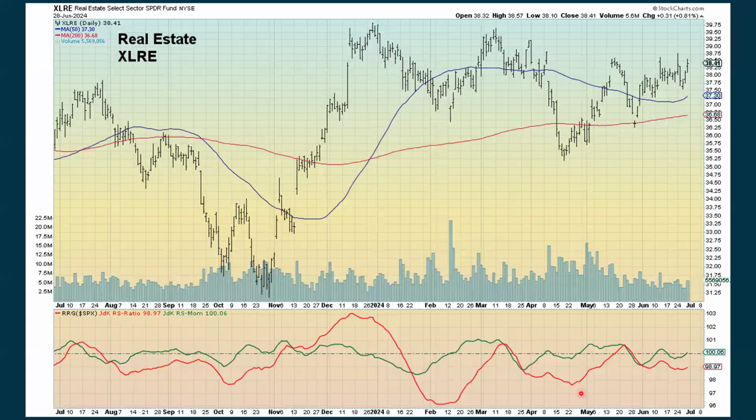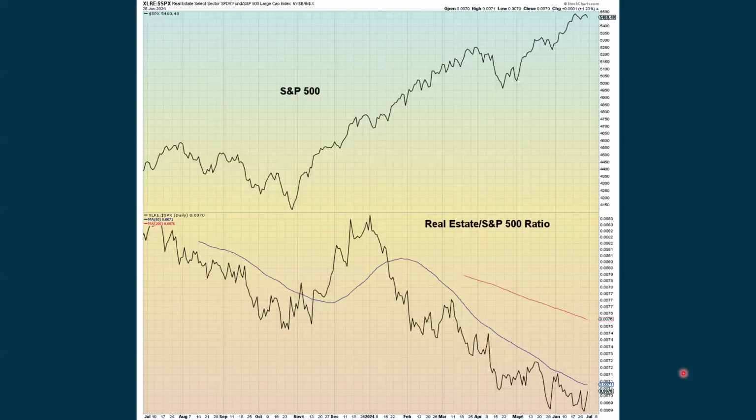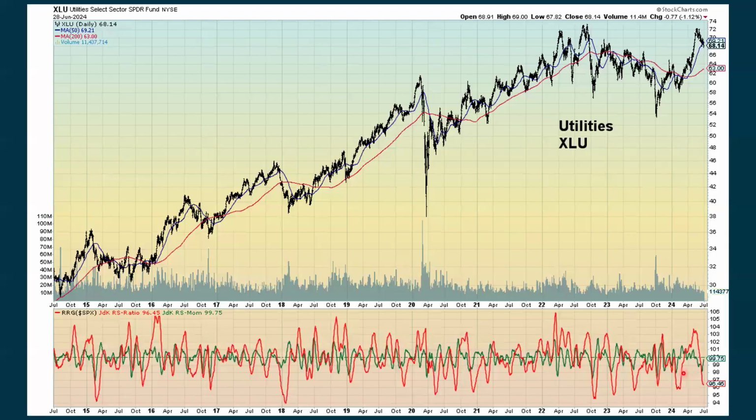And real estate, which has been pretty much the weakest sector in 2024, it's above its 50-day moving average, but just can't seem to get any strength right now. It's showing some improvement with the momentum and relative strength ratio, but not showing an awful lot of breakout potential, at least yet. And it's really underperforming when we compare it to the S&P.